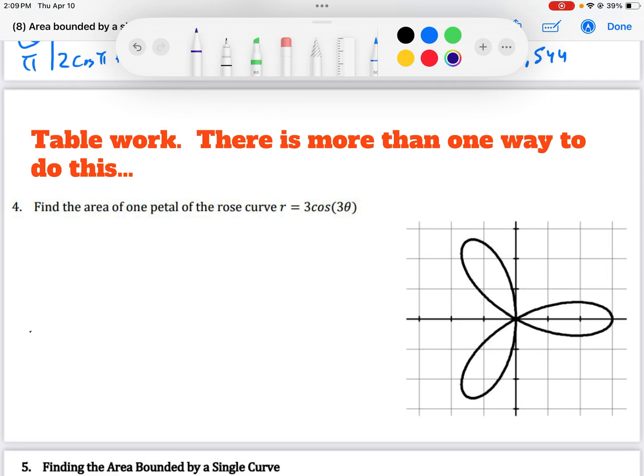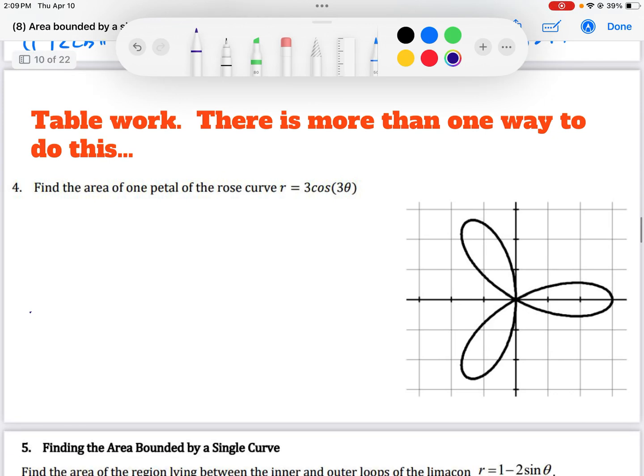All right, in this video, we're going to find the area of one petal of the rose curve defined where r is equal to 3 cosine 3 theta. So it's just asking us, what is the area swept out by that polar curve of just one petal? There's a couple ways to do this one. We're going to use symmetry and just try to build that intuition to see what's going on here.